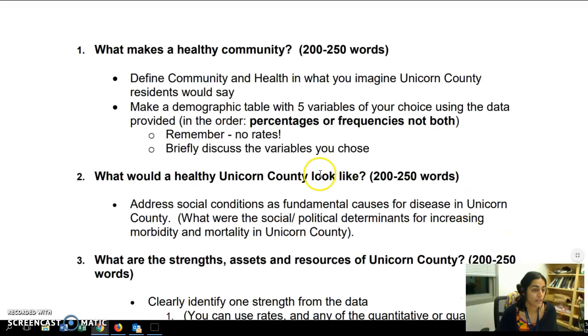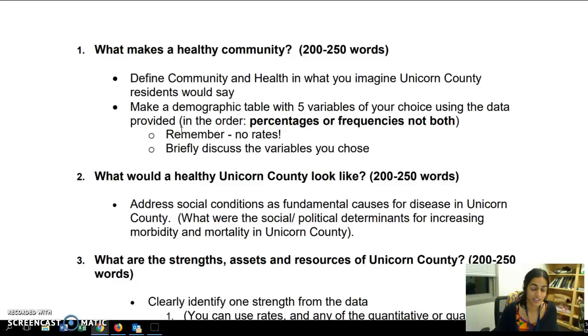So question 1, what makes a healthy community? From what you've read, just briefly define what you imagine residents would say about a healthy community. Make a demographic table, and you remember what demographic variables are. It would be variables that describe the population, age and income and things like that.